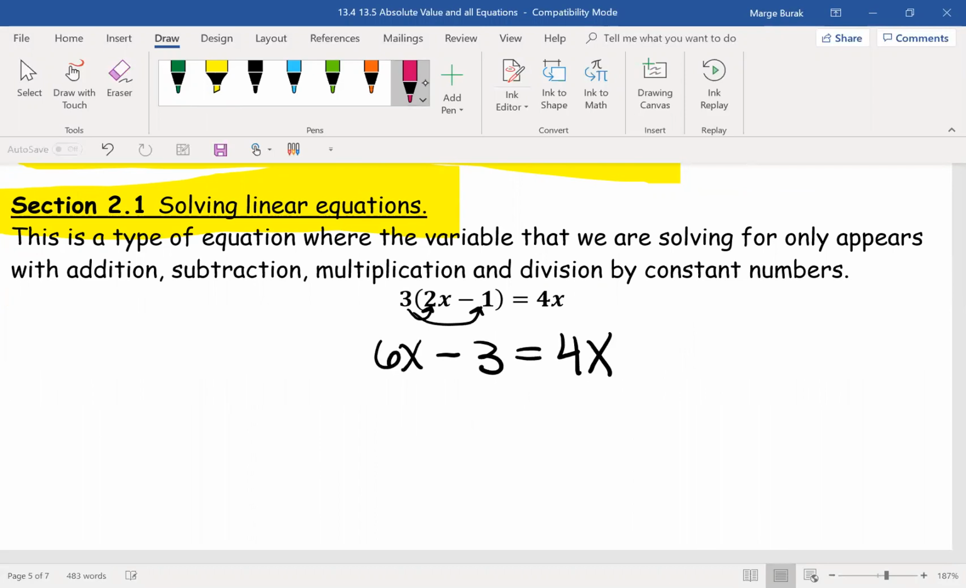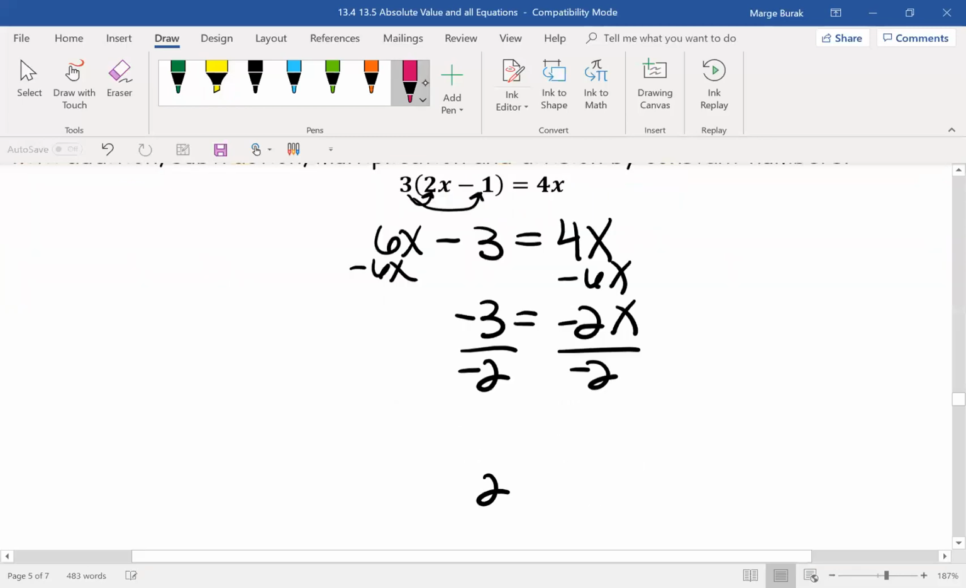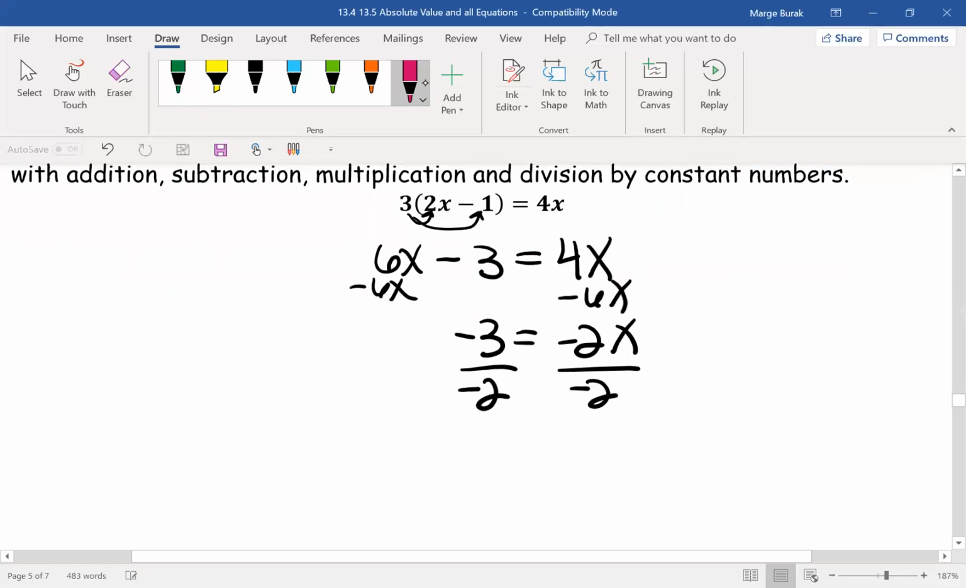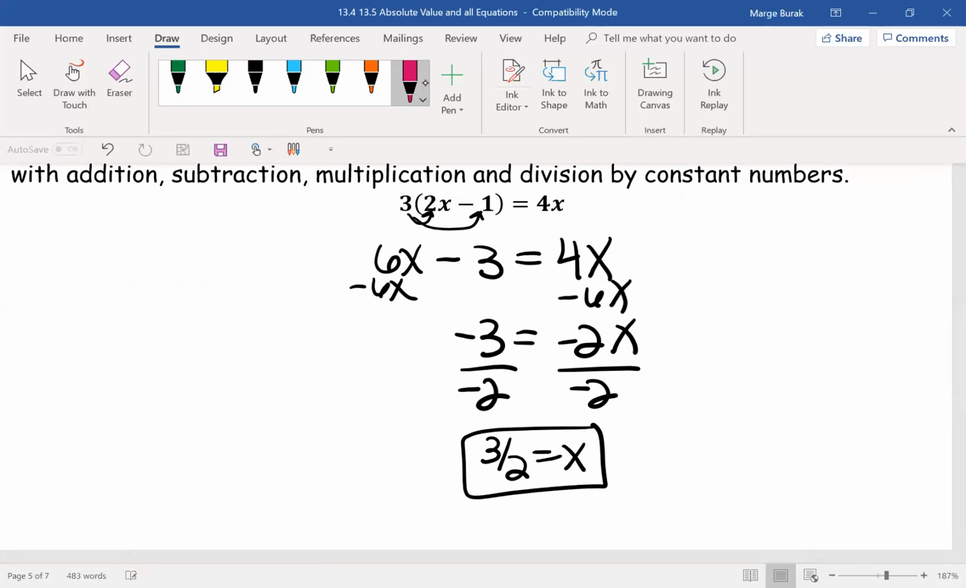And then you get the variables, the x's, to one side and the constants on the other. And then you divide by the coefficient, or the number in front of x. And so we would get a negative divided by a negative is a positive. So it looks like our solution is 3/2.